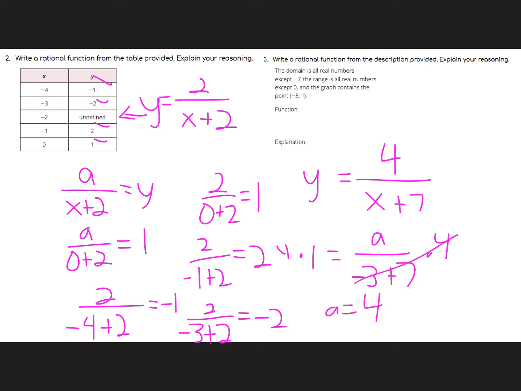I still have my range is all real numbers except for 0. That's because I have that horizontal asymptote thing going on. I don't have a shift or anything like that. And then domain is all real numbers except -7 because I eliminated that from my domain. So that is one possible choice. I suppose there are probably others.